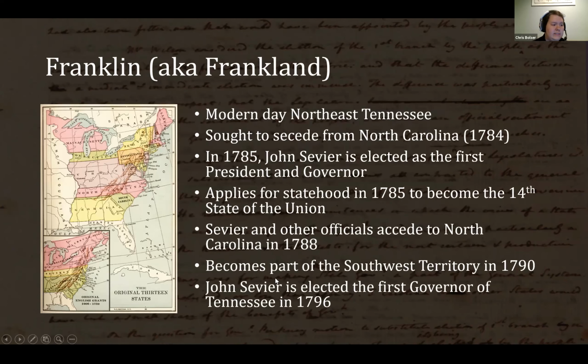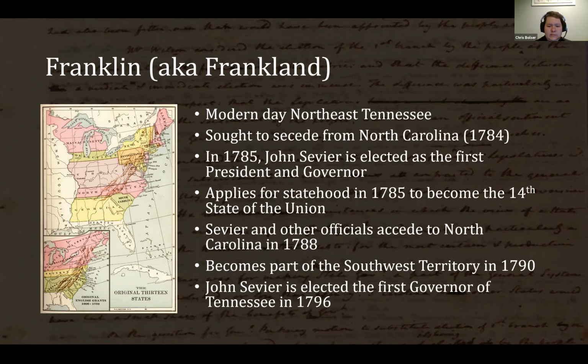I've actually never heard of this state before, but this was potentially going to be our 14th state. So it's modern day Northeast Tennessee. Originally, it was offered to really help pay for the debts of the Revolutionary War. John Sevier was actually a lieutenant colonel from North Carolina, appointed to kind of help establish things there and really corral the people back in. Instead, he ends up being elected as the first president and governor of Franklin, or at that time, Frankland.